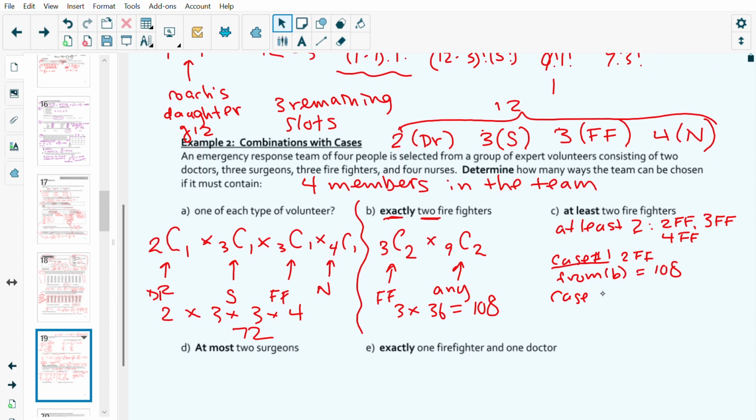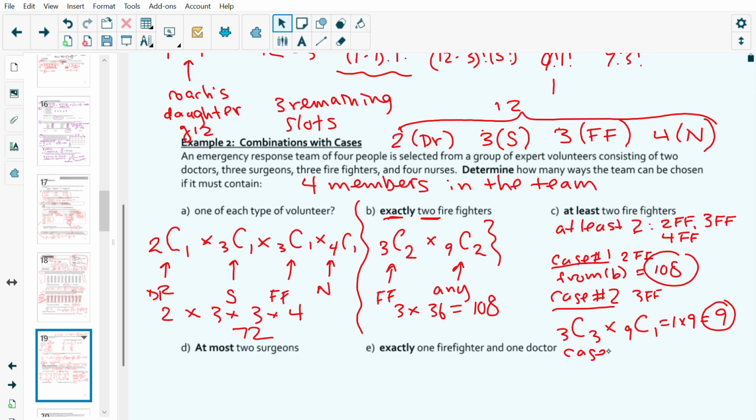So we're not going to do any extra work, okay? Case number 2, 3 firefighters. So I'm going to modify this equation here. A combination of 3 things taken 3 at a time, that's 3 firefighters, times, okay, how many remaining? So 12 minus 3 after you select the 3 firefighters, that's 9 left for the remaining, not 2 positions, but 1 position, in a 4-member team, right? So case 2 is 1 times 9, and that equals 9. Let's just circle that so far.